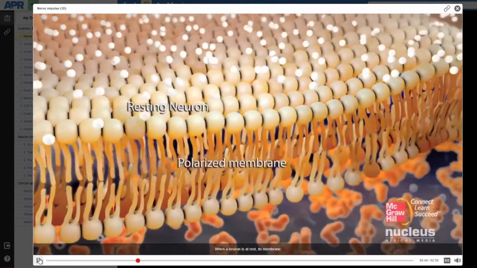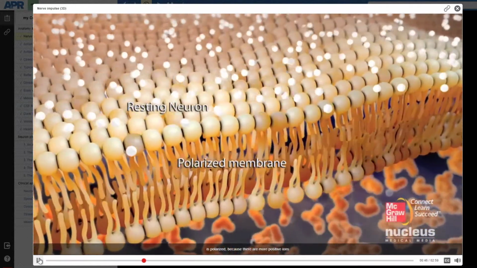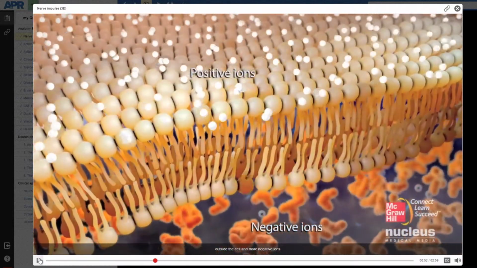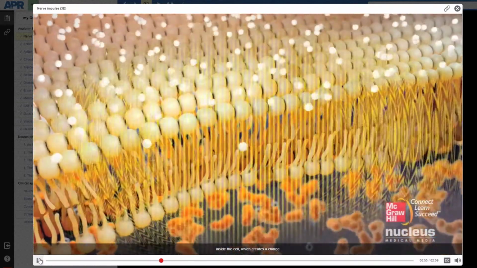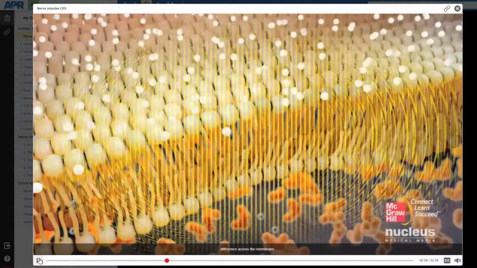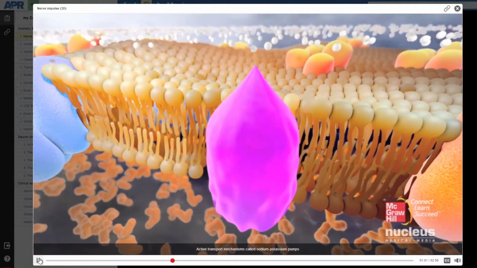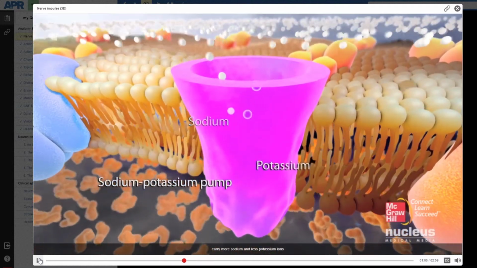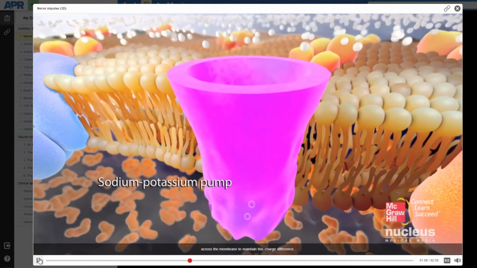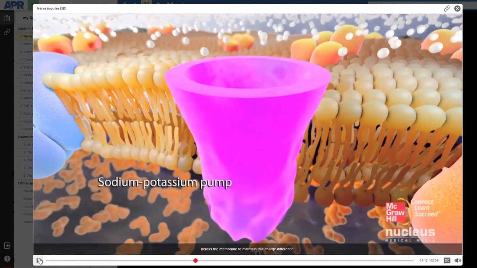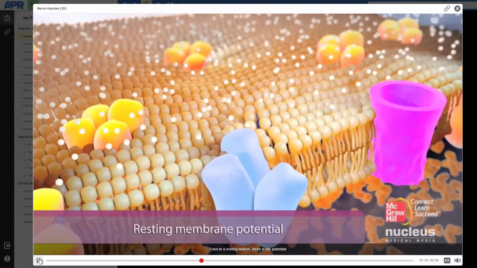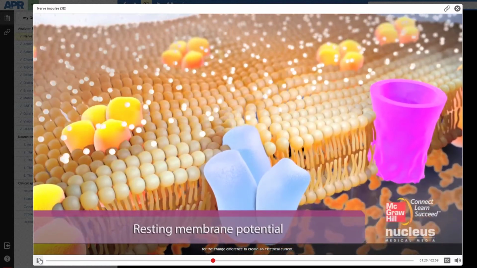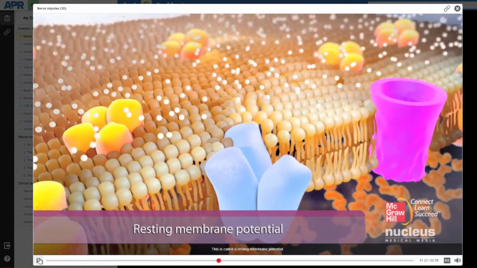When a neuron is at rest, its membrane is polarized because there are more positive ions outside the cell and more negative ions inside the cell, which creates a charge difference across the membrane. Active transport mechanisms, called sodium-potassium pumps, carry more sodium and less potassium ions across the membrane to maintain this charge difference. Even in a resting neuron, there is the potential for the charge difference to create an electrical current. This is called a resting membrane potential.